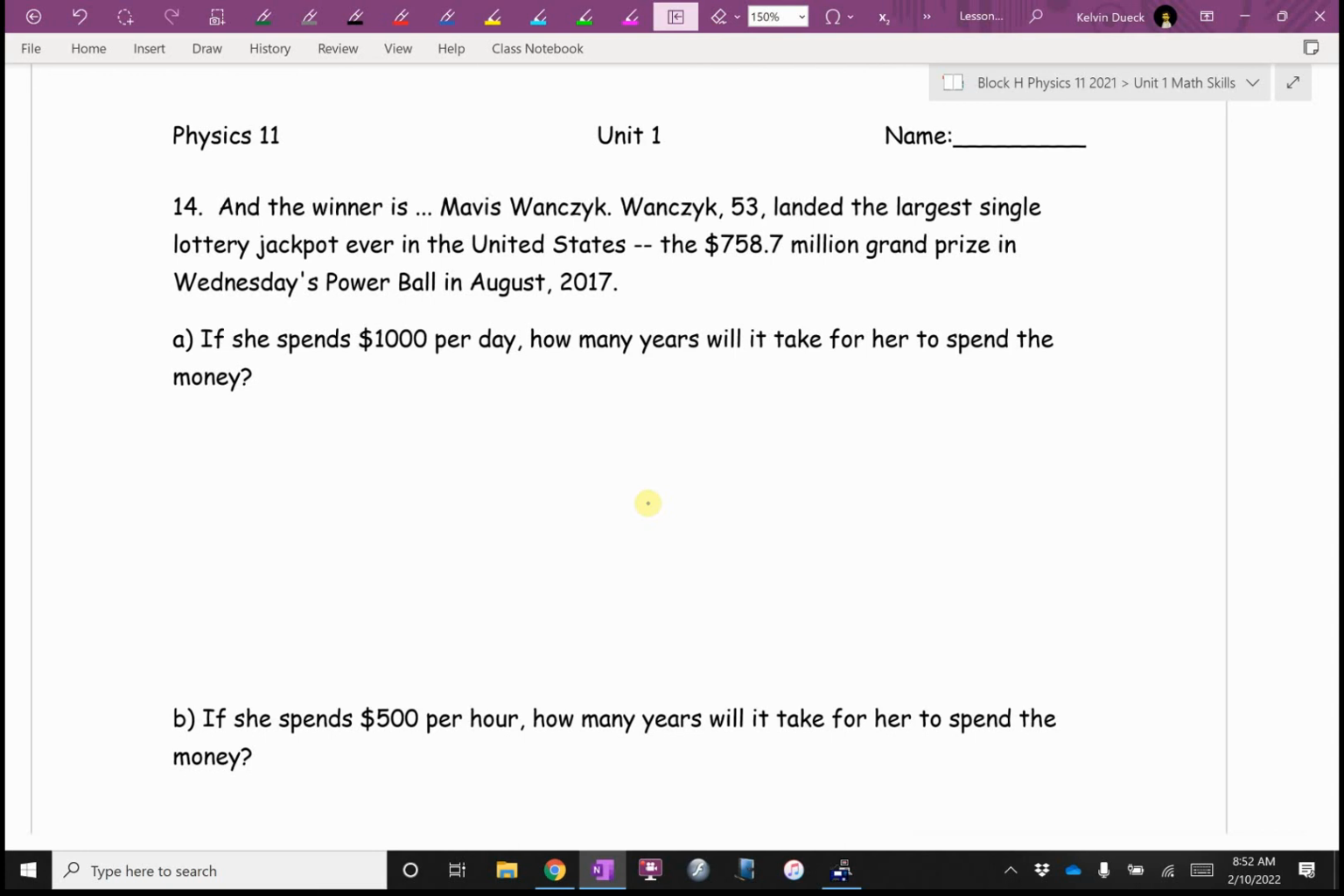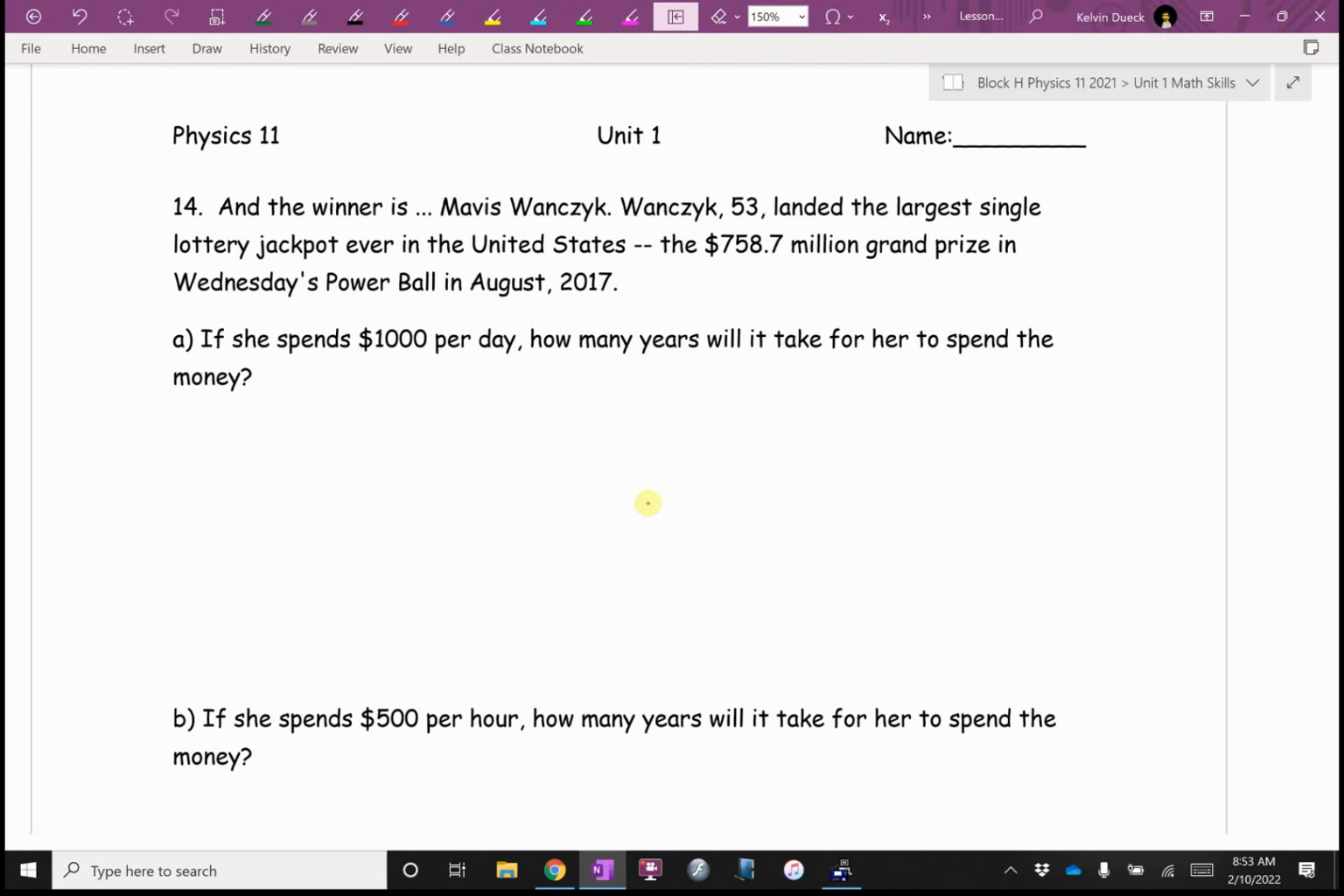Ruby, is that a lot of money? It's too much for me to wrap my brain around, so let's see if we can spend it. Here's the first question. A says, suppose she spends $1,000 a day. How many years will it take her to spend the money? How the heck am I going to do that?